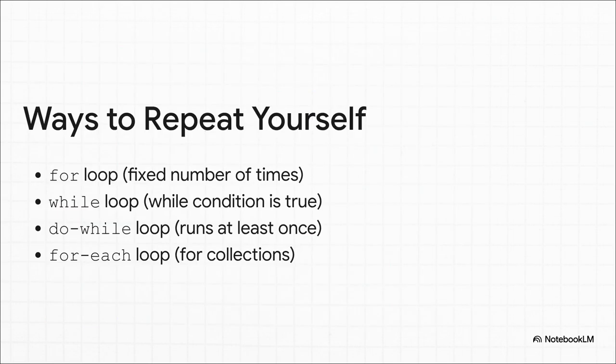And just like with conditionals, we've got different kinds of loops for different jobs. The for loop is your best friend when you know exactly how many times you need to do something. The while loop is great when you just need to keep going as long as some condition is true. The do while loop is similar, but it guarantees the code runs at least once. And the for each loop is a super handy shortcut for going through every item in a collection.